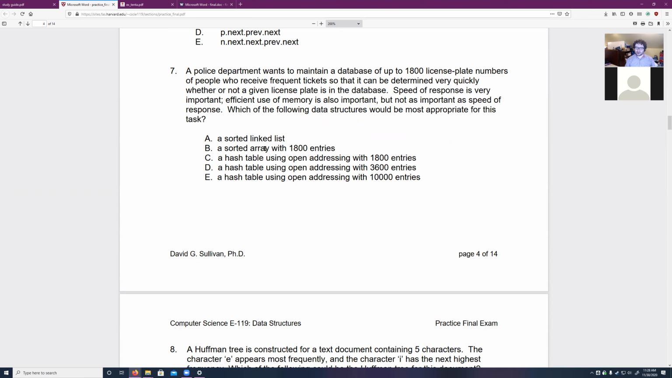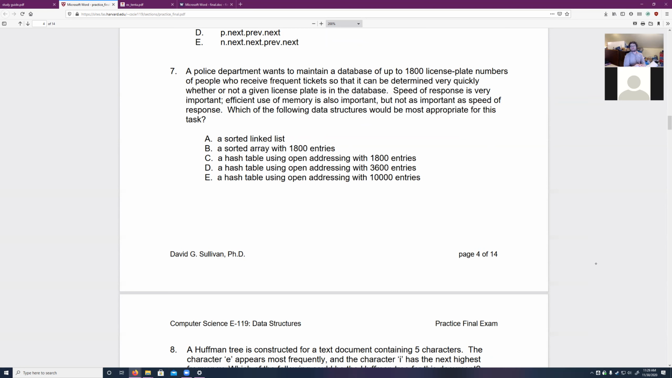A sorted linked list, a sorted array with 1,800 entries, or a hash table using open addressing with, respectively, 1,800 entries, 3,600 entries, and 10,000 entries. All right, so let's talk about it. So first off, sorted linked list. Storage for that is O of n. In fact, all of these are O of n, but they are different degrees of O of n. Sorted linked list. How long does it take to find something in a sorted linked list? Suppose I'm trying to see, does the license plate 536 exist, is that stored in this linked list? How long will that take?